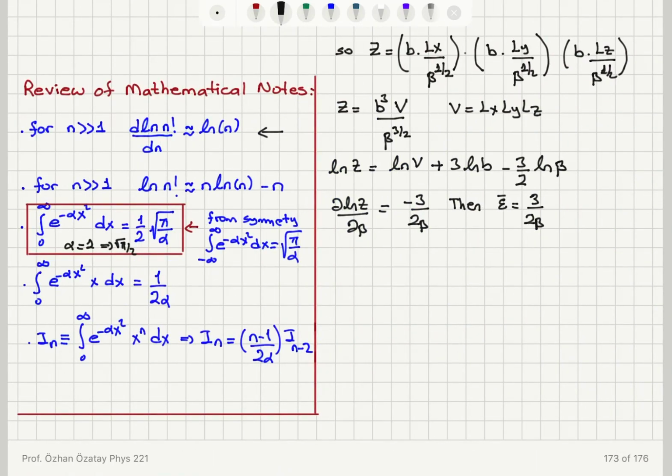And beta is 1 over kT. So it is 3 over 2 kT. This is per molecule. That's the mean energy per molecule. And this result applies to monatomic gas.